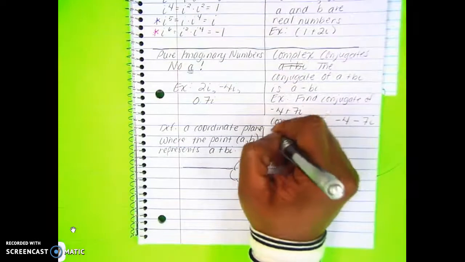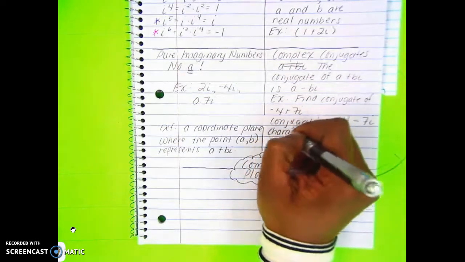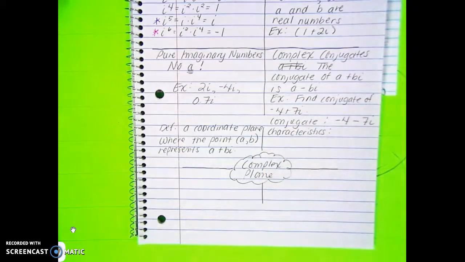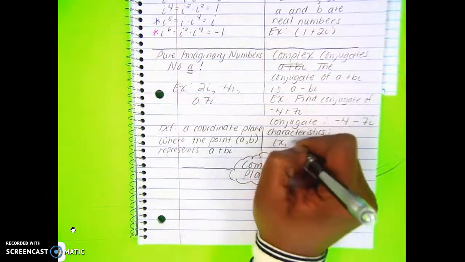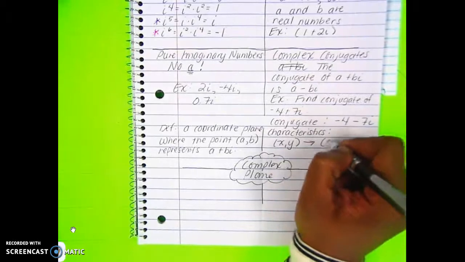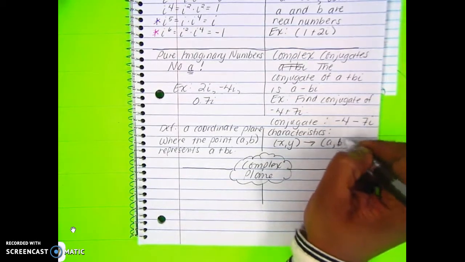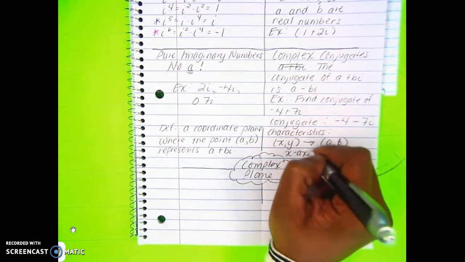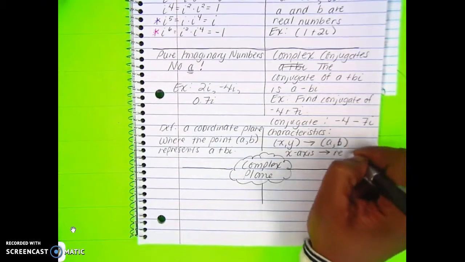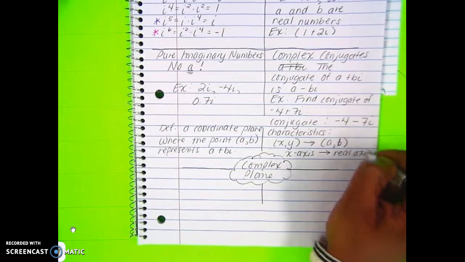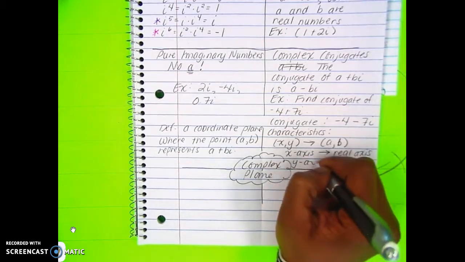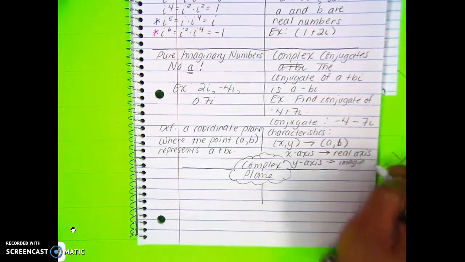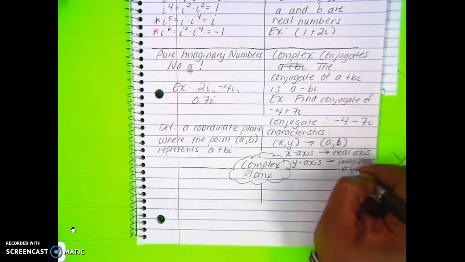Now let's write some characteristics of the complex plane. Your normal x, y point is now (a, b). Your normal x-axis is now the real axis, and the y-axis is now the imaginary axis.